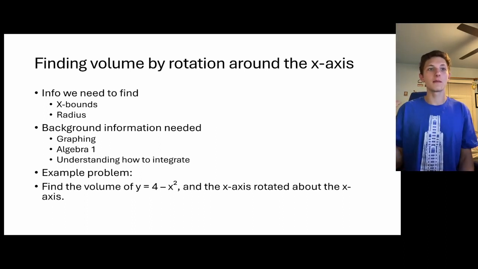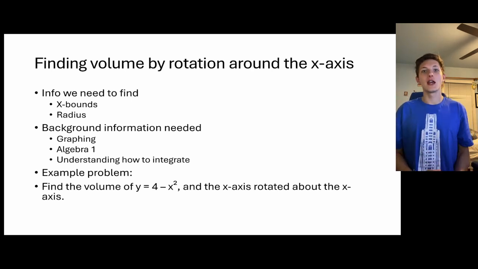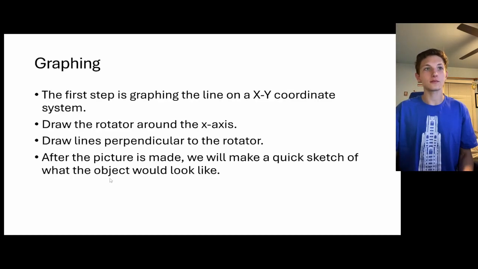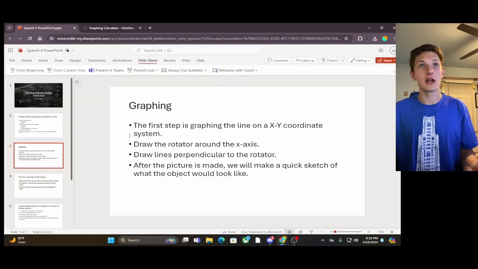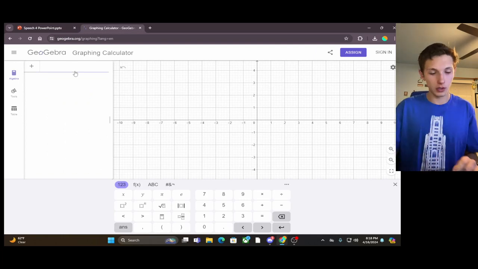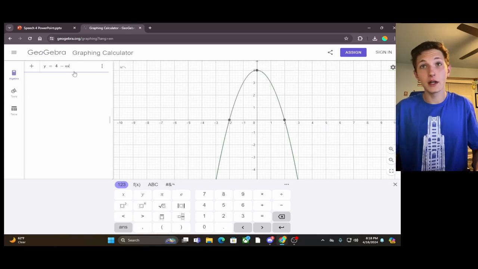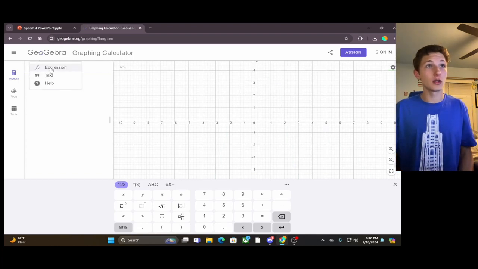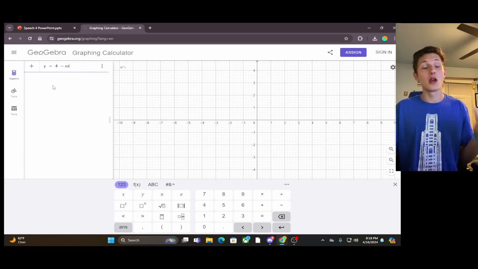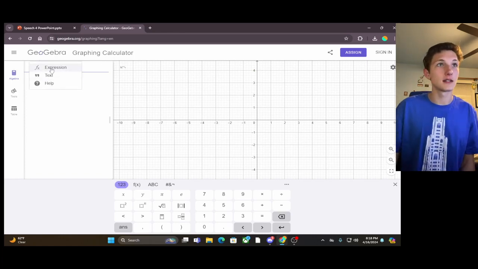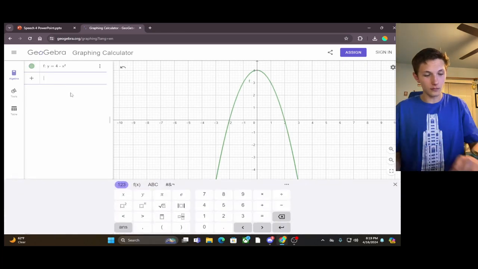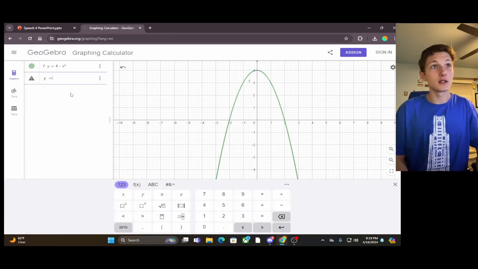I'm going to go through the problem of finding the volume of y equals 4 minus x squared and the x-axis rotated about the x-axis. So the first step is to graph this on an xy coordinate chart. So we're going to put in here y equals 4 minus x squared and our other equation, which you guys might know, since the x-axis is really y equals 0.